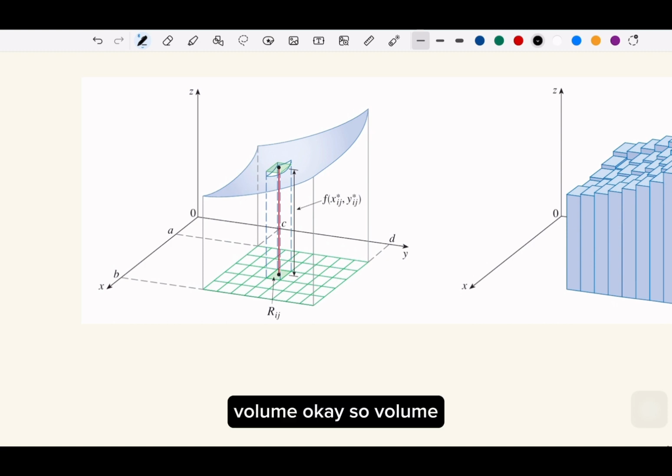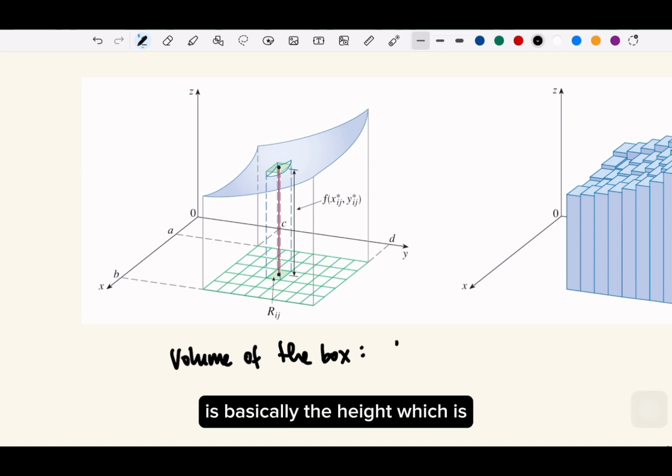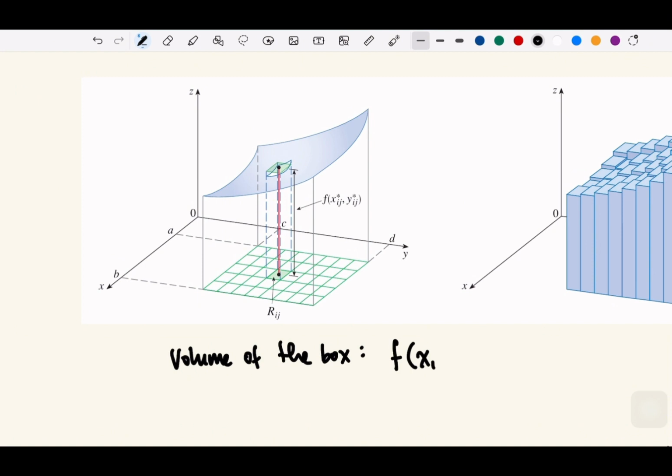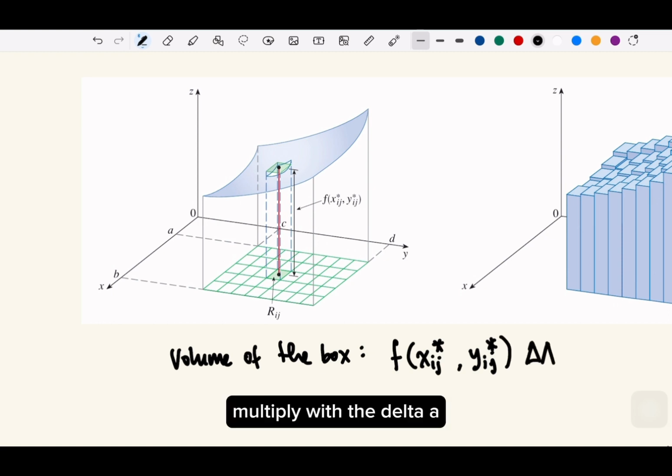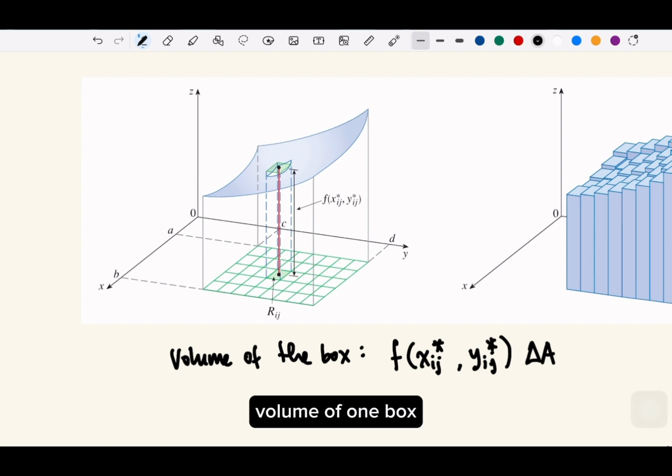The volume of the box is basically the height multiplied with the delta A. Delta A is this area, and this is the height. So we multiply that with the delta A. That will be our volume of one box.